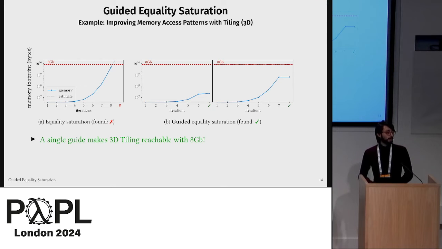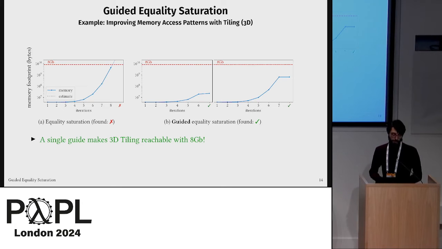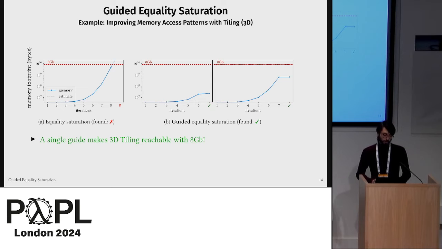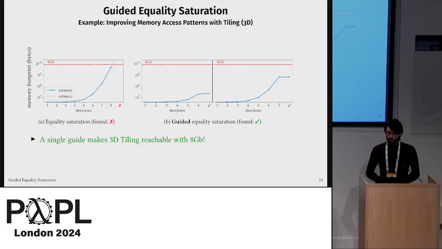So with this single guide, we actually make 3D tiling reachable. On the left, we have the unguided search, which was using more than 8 gigabytes of memory and failing. And on the right, we have the guided search. So now we actually have 2 equality saturations that are running. The first one takes 6 iterations to find the intermediate goal. And the second one takes 7 iterations to find the final goal.